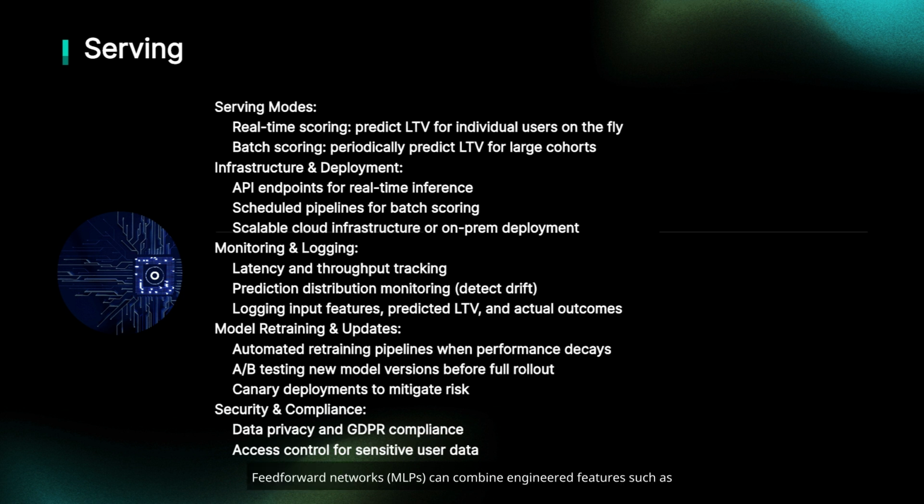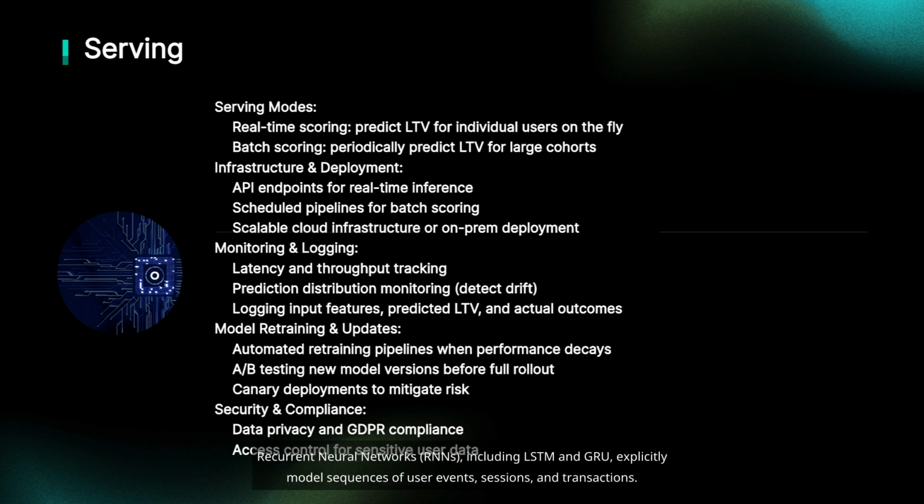Feed-forward networks, MLPs, can combine engineered features such as recency, frequency, monetary, RFM metrics, engagement metrics, and derived features like rolling averages or time-based trends. They are flexible and capable of modeling smooth, continuous relationships, but require careful pre-processing, normalization, and regularization to prevent overfitting.